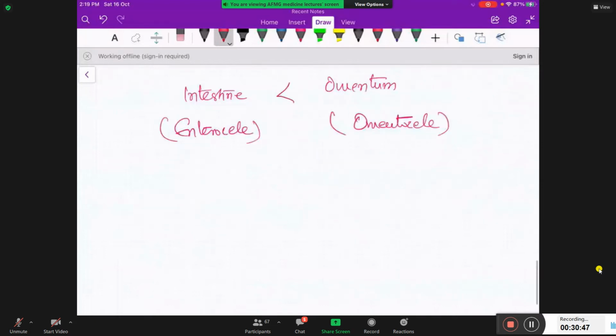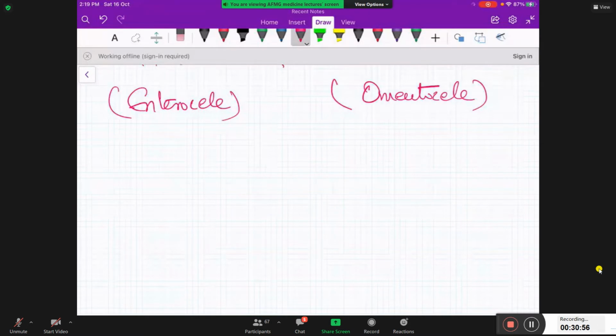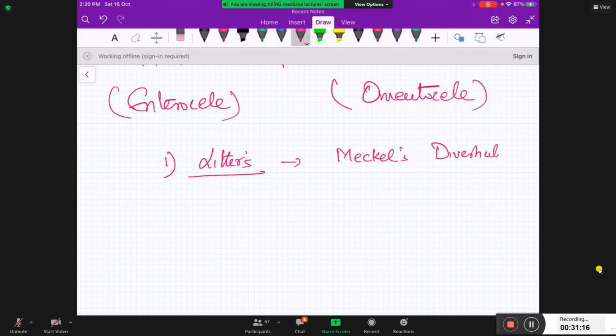Now, these are the things you already have an idea about. Now, we should know what are the various named hernias we have. We have Littre's hernia. What is Littre's hernia? Littre's hernia is one where Meckel's diverticulum is present in the hernial sac. When a Meckel's diverticulum is present in the hernial sac, it is called Littre's hernia.